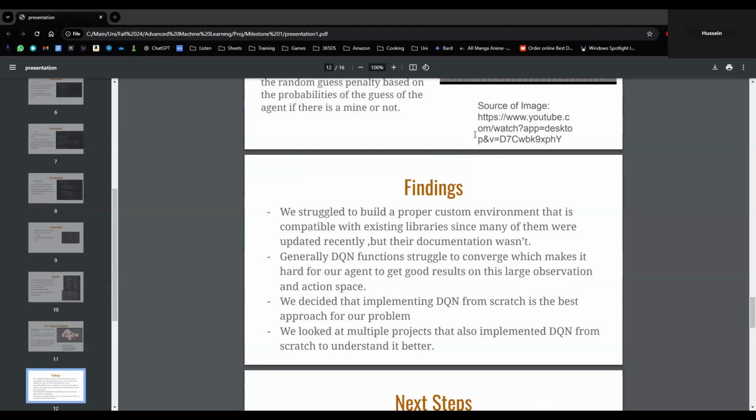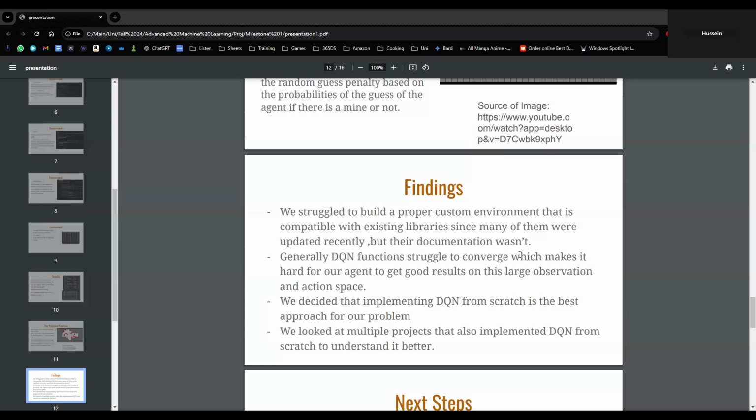This is probably due to the nature of our problem. It has a big observation and action space. Most problems give very small action spaces. Like the classical games on Atari, their action spaces are very limited, like moving up and down, left and right.